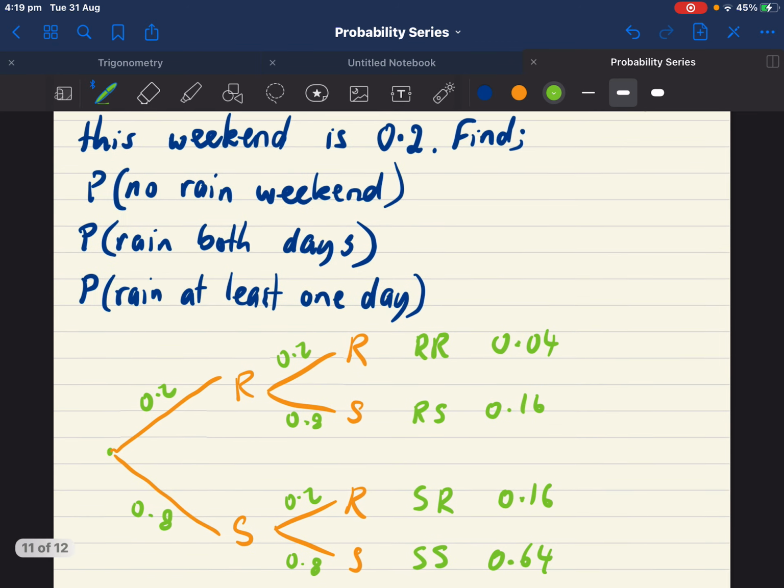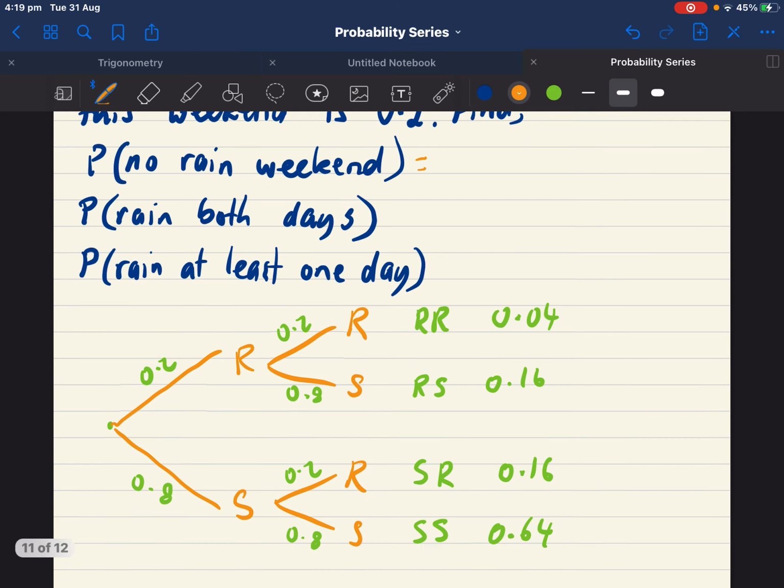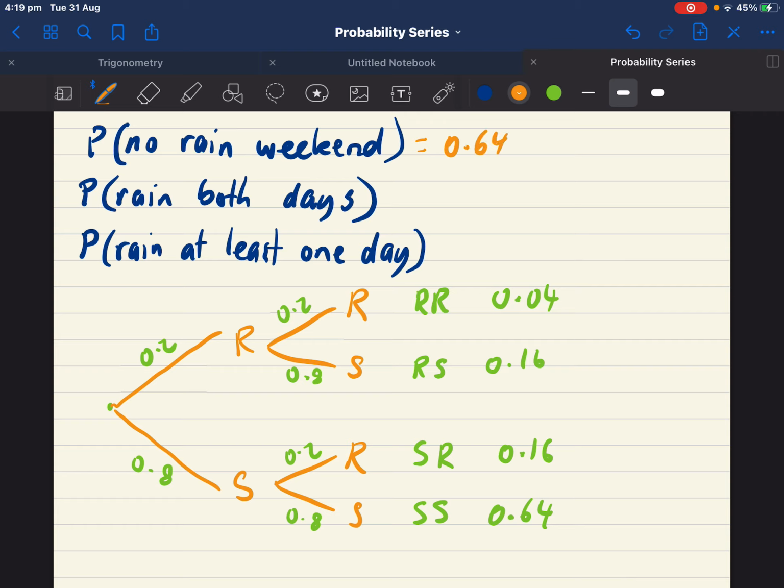Once you have that, you're now set up to find your probabilities. So the first one, what's the probability you have a no rain weekend? Well, that's just the bottom one, 0.64. That was sunny both days. What's the probability it rained both days? Again, that's the top one. You got 0.04, or in other words, a 4% chance of that happening.